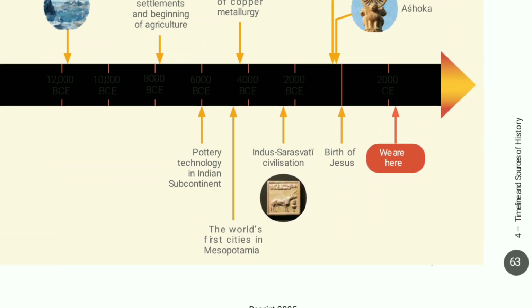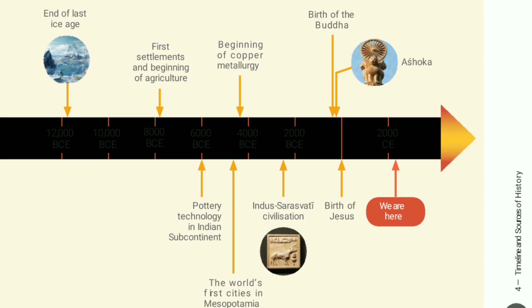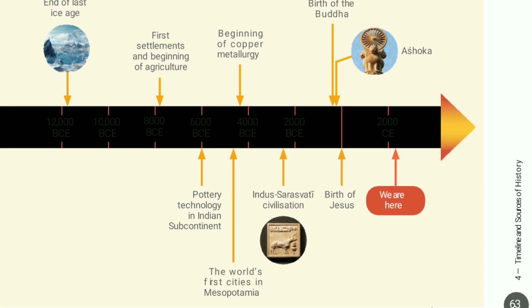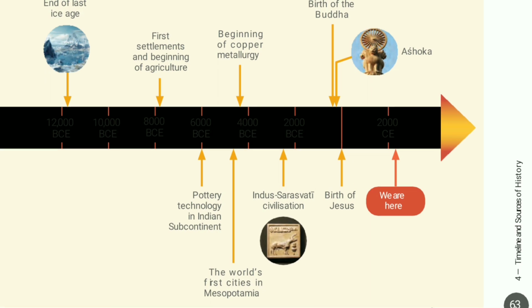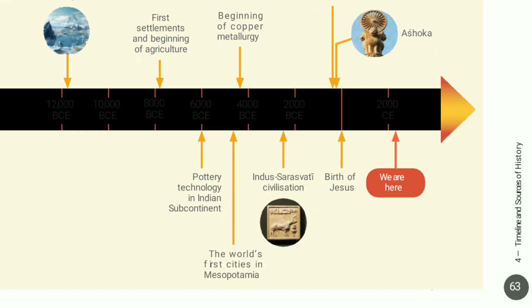Then there is a picture which shows different timelines like end of last Ice Age, first settlement and beginning of agriculture, pottery technology in the Indian subcontinent, the world's first cities in Mesopotamia, beginning of copper metallurgy, Indus Saraswati civilization, birth of the Buddha, Ashoka, birth of Jesus. We are here right now.